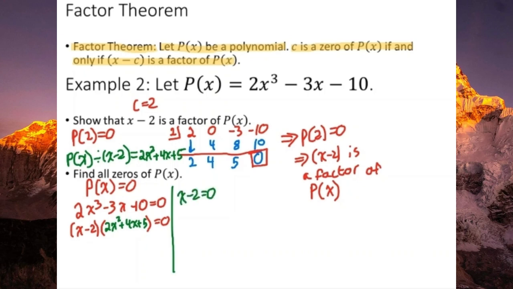If we set each of our factors equal to 0, first we have x minus 2 equals 0, and 2x squared plus 4x plus 5 equals 0. If x minus 2 equals 0, this gives us x equals 2 as one of the zeros.